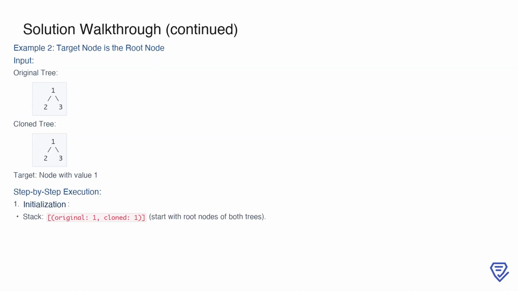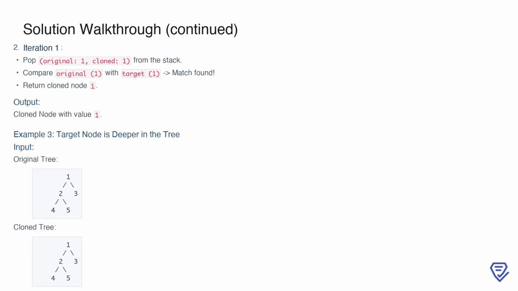In the second example, the target node is the root node itself, with the value 1. Once again, we initialize the stack with the root nodes of the original and clone trees. Since the target is the root, we don't need to traverse further to find a match. We begin by popping the root node pair from the stack.